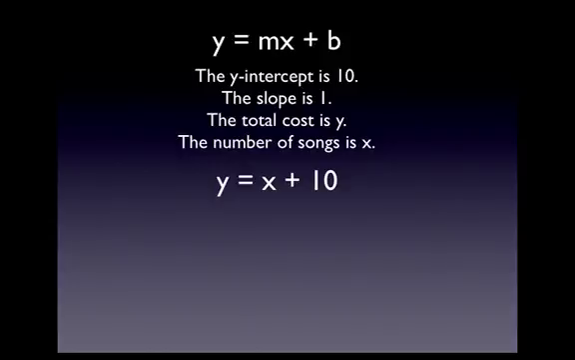Now, we know that the y-intercept, or b, is equal to 10. But what happened to m? Well, since our slope is 1, we don't need to multiply things by 1, so we don't have to put the m in our equation. So our equation becomes y equals x plus 10. So it kind of begs the question, what would happen if Olivia bought 5 songs? What would the result be?